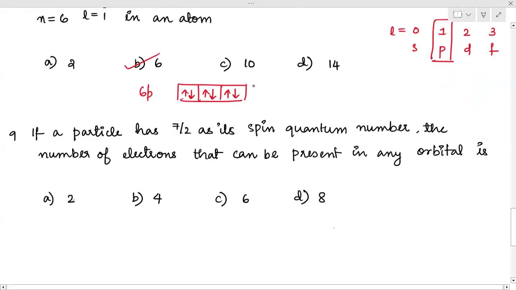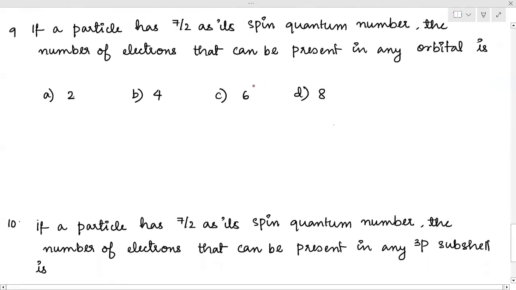This is an arbitrary question. Very good question. So mark this as important, please. Questions number 9 and 10 are almost the same, but please pay attention to how the question is framed.